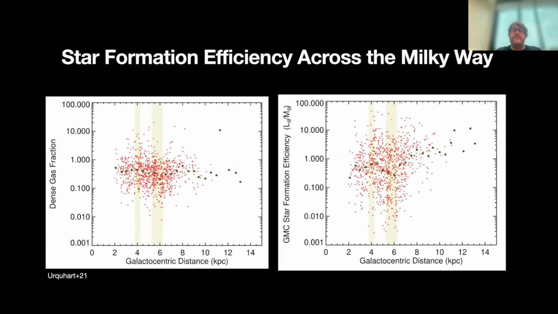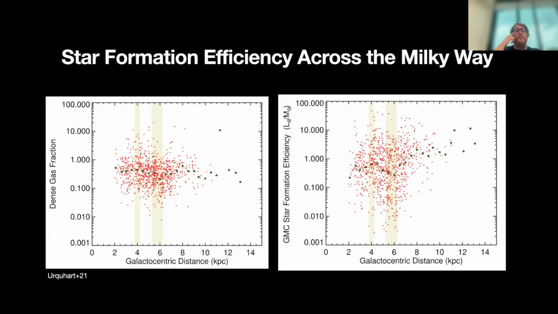So there are a few features to explain on this plot. Just give me a second. On each of them, the red points are individual molecular clouds, whereas the green points are averages across each half kiloparsec. The red doesn't really show a trend, but the green highlights the trend. It's the average across these bins. And the yellow is where there are two spiral arms. So this is looking into the southern sky.